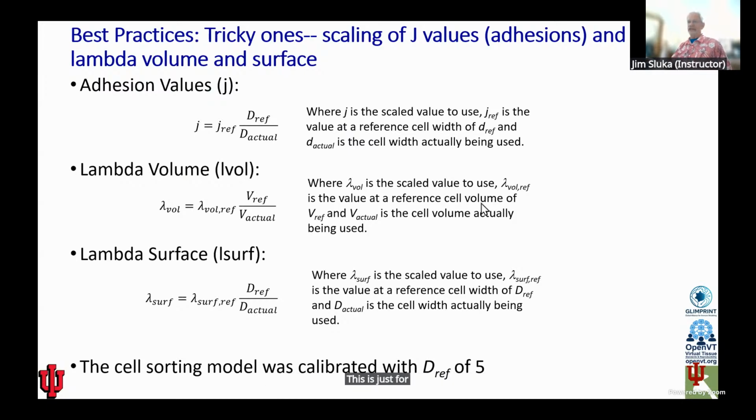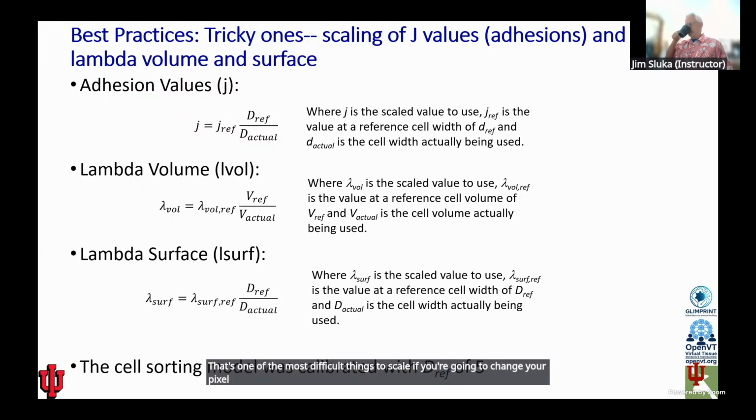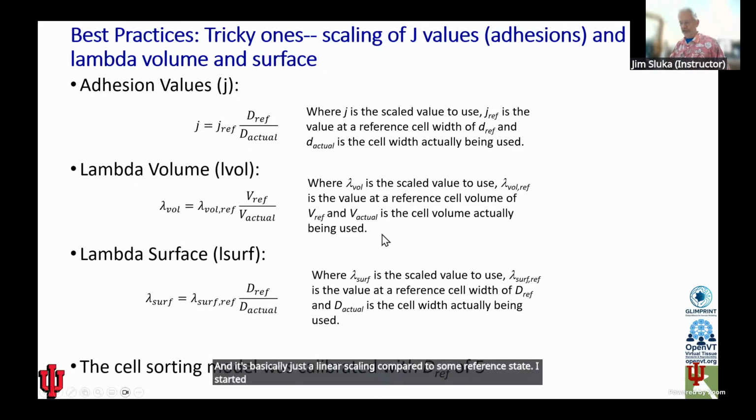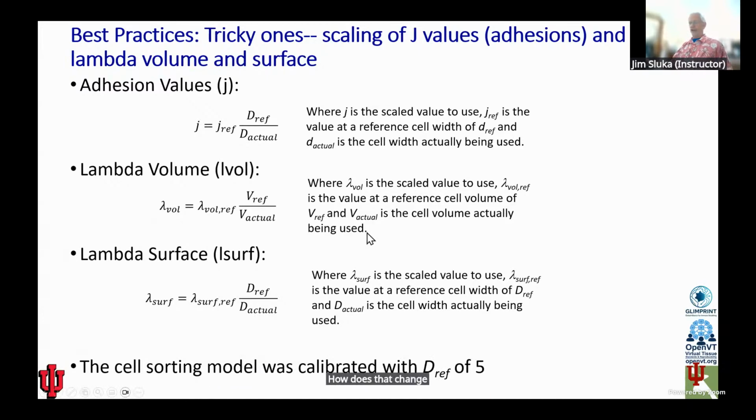This is how I was scaling the J values, since that's one of the most difficult things to scale if you're going to change your pixels per micron definition. It's basically just a linear scaling compared to some reference state. I started off with the cells being 10 pixels across. How does that change if I say a cell is only 5 pixels across? That's in the parameters file if you'd like to look at it in a little more detail.